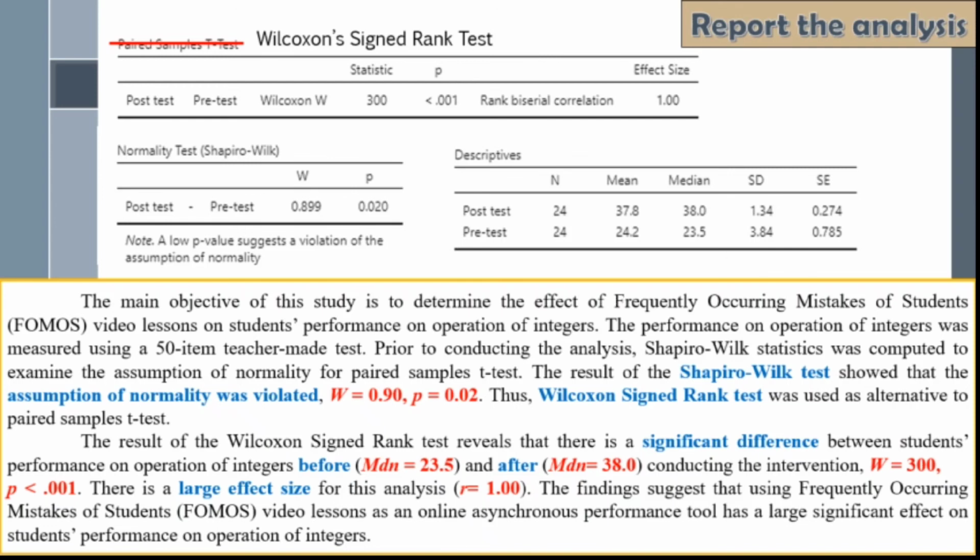The result of the Wilcoxon signed rank test reveals that there is a significant difference between students' performance on operation of integers before and after conducting the intervention, represented by the given values. There is a large effect size for this analysis with a value of 1. The findings suggest that using frequently occurring mistakes of students, or FOMOS, video lessons as an online asynchronous performance tool has a large significant effect on students' performance on operation of integers.